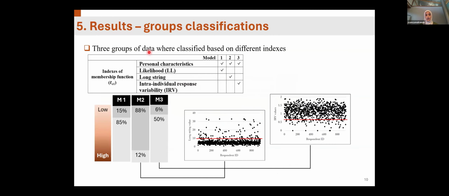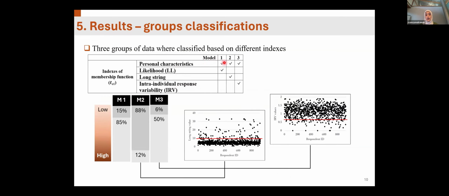So here are the results of, firstly, I'll show the results of the classification of the data. There are three groups of data that were classified based on different indexes. Basically, we have classified those data into three models. You can see the indexes of classification here. The first one is the personal characteristics. As I have mentioned, we have used three indexes.